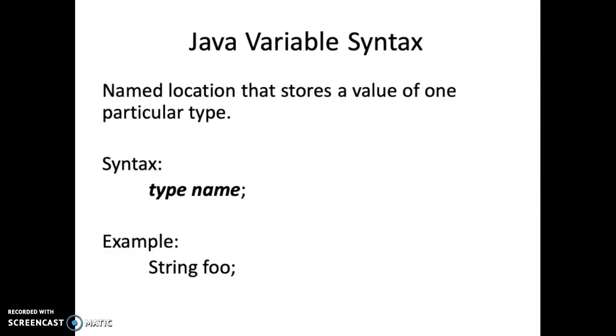So making a variable in Java allows us to store information for later use. So the general format is you put the type of the variable and then the name of the variable. So in this example, string is the type of the variable and foo is the name.